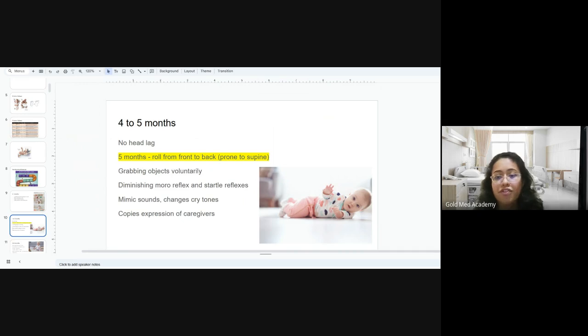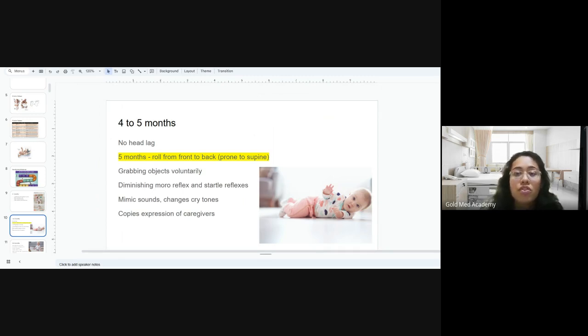Okay, now we move on to the 4 to 5 month mark. Remember, in 4 to 5 months, by this time, they should really not have a lot of head lag. They should be able to have control over their head and hold their head up to some extent. At 5 months, this is really the big main one. They're now able to roll from front to back, from prone to supine. Again, you don't need to sit there and memorize every single specific time. Just know that the 4 to 5 month period is when that rolling is starting to happen.